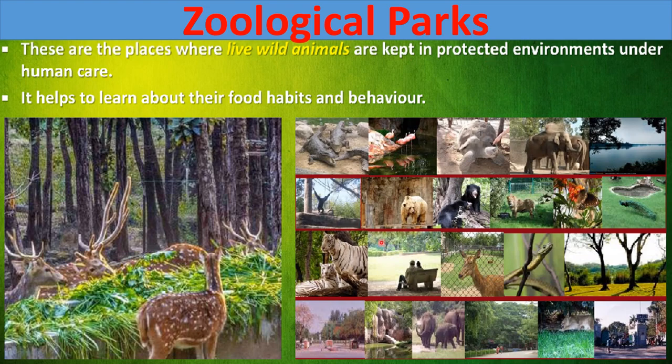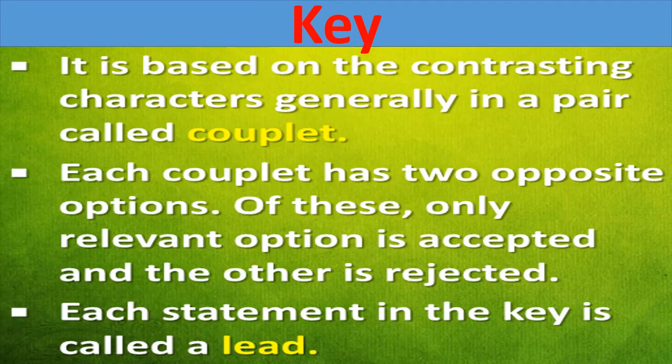Okay, so inside the zoos, mostly animals are kept inside the cages, and some animals are kept like this in a natural habitat like place. Okay, so these wild animals are kept under the human care. It helps to learn about their food habits and behavior. So by visiting a zoological park, you can learn about the food habits of different animals and also about the behavior of different animals. The next taxonomical aid is key.